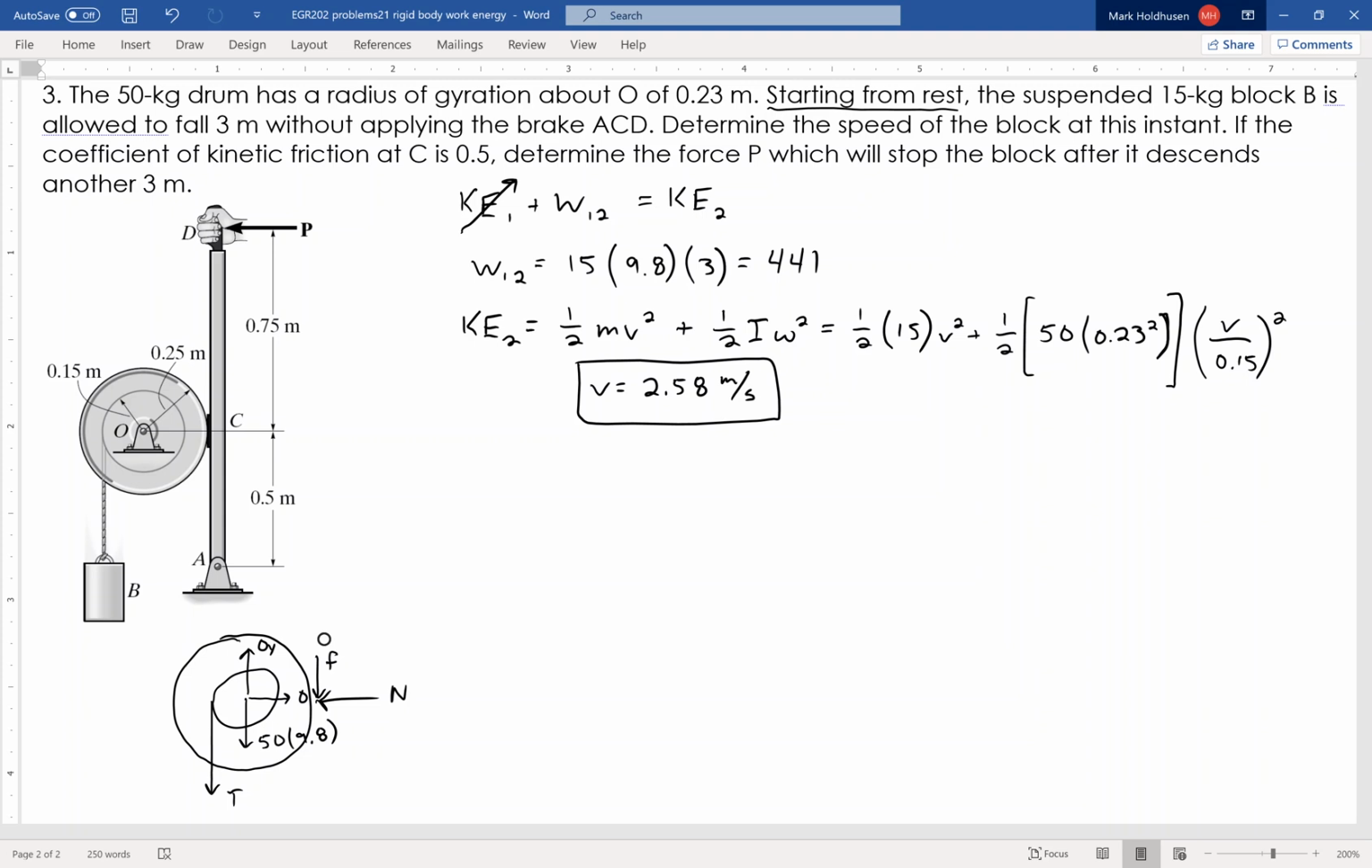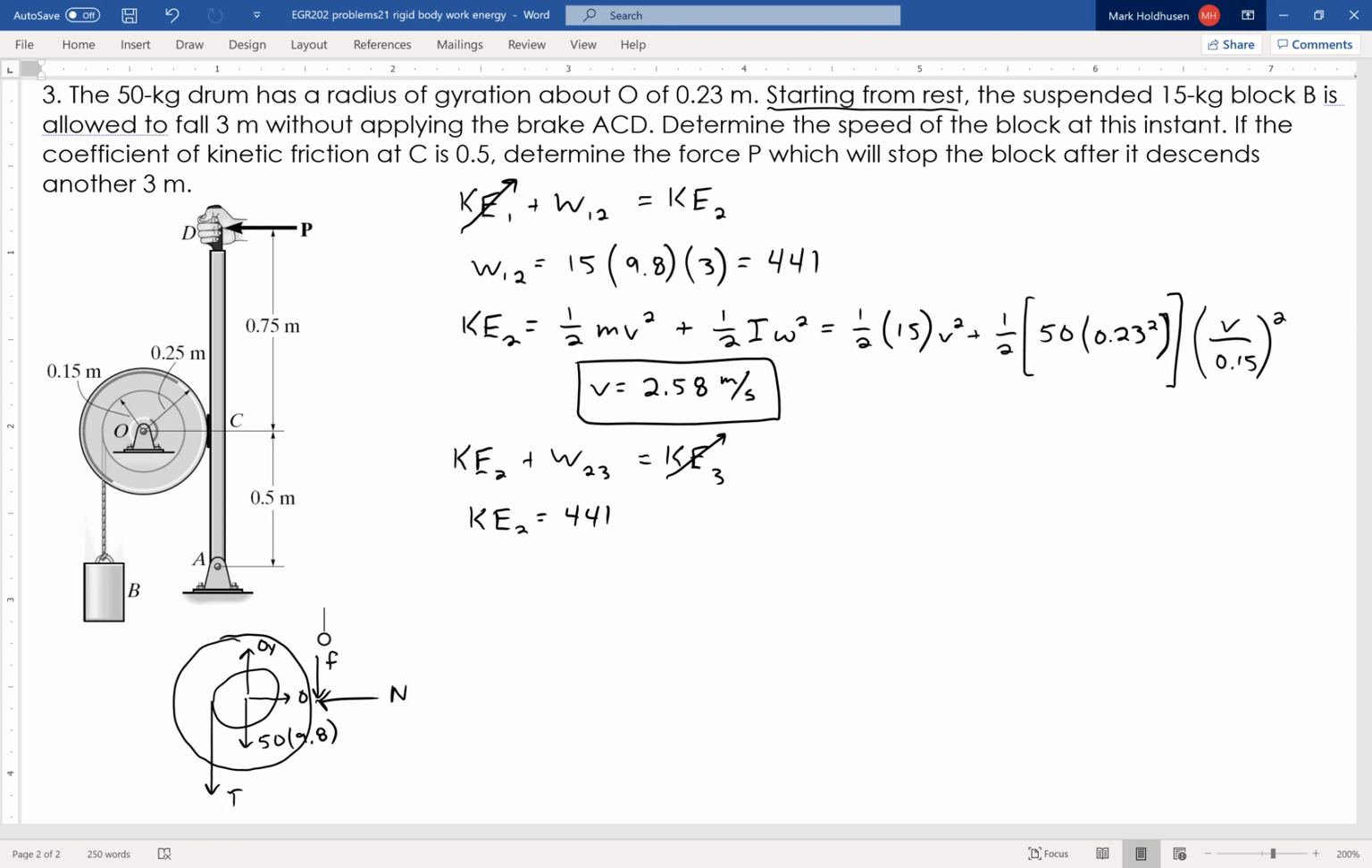Okay, so now moving on to the next piece, where I have KE2 plus the work from 2 to 3 equals KE3, right? So this guy's coming to rest. I'm basically trying to figure out how much friction I need to place on this for it to come to rest after 3 meters. The other thing I know from the above equation is KE2 is just equal to the work, which was 441. So I can say that KE2 equals 441 from the problem above.